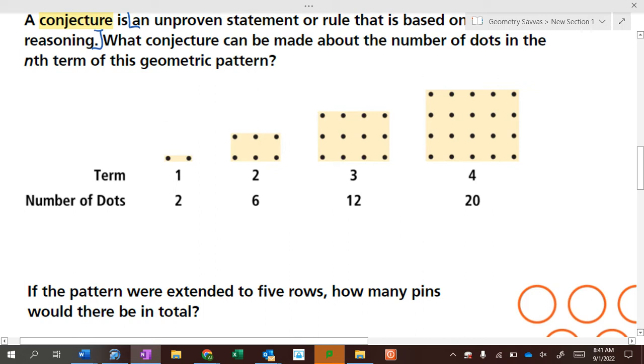Now, let's look at the pattern here, okay? In the first term, there's 2 dots. In the second term, there's 6 dots. Third term, there's 12 dots. Fourth term, there's 20 dots. How many would there be in the fifth term? How many dots? Not 25. 30 is a guess. Do we trust 30 as a guess?